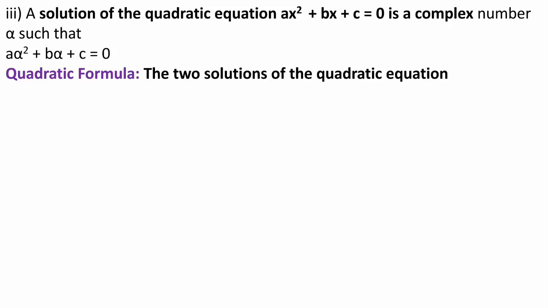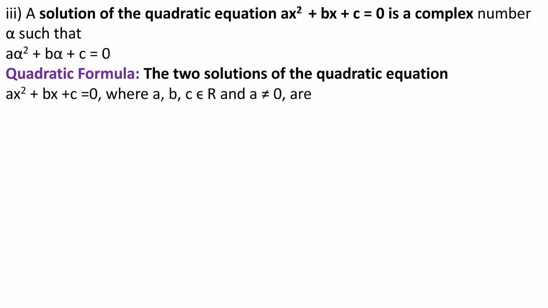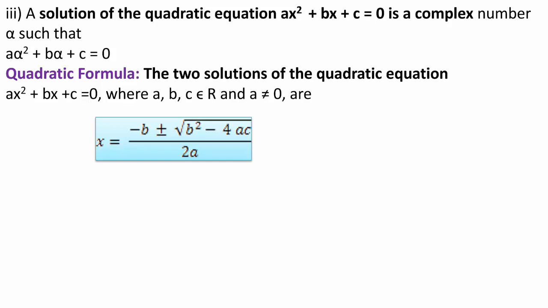For a solution of the quadratic equation, we use the quadratic formula. We get two solutions of the quadratic equation ax square plus bx plus c equal to 0, where a, b, c belong to R and a non-zero, by the formula x equal to minus b plus minus under root of b square minus 4ac divided by 2a.